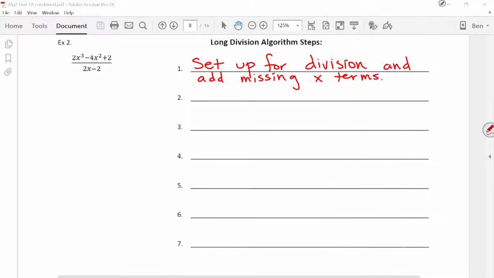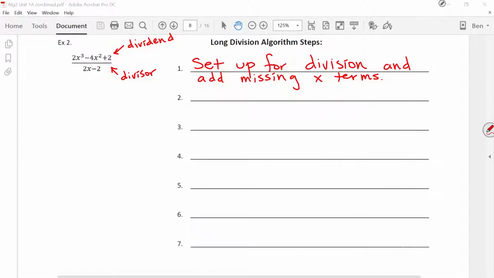For example, in this problem, now as far as some vocabulary, keep in mind that the top number is the dividend. That's what's being divided. And the bottom number is the divisor. So we're looking at both the divisor and the dividend and looking for missing x terms. And I notice that in the dividend, I have 2x cubed minus 4x squared plus 2. So I'm missing an x term in the dividend. That's what I mean by add missing x terms. I will think about it as plus 0x plus 2.